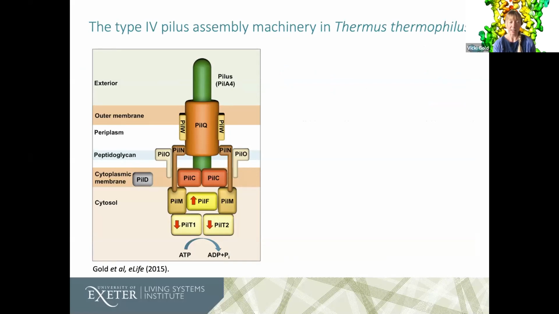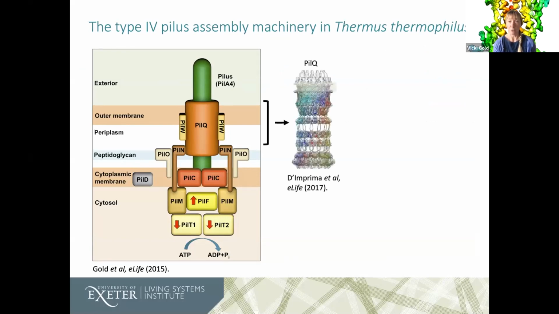So we're interested in the machinery that assembles type 4 pili and how this works. And this is a schematic of the machinery in Thermus, which is our model system. So structures are known for some parts of this machinery, and I'll go through some of them, but I haven't covered everything. So firstly, we have PIL-Q, and this is a secretin protein. It forms a channel in the outer membrane through which the type 4 pilus can pass. And the platform at the inner membrane is comprised of PIL-C, PIL-M, PIL-N, and PIL-O, and these are required for assembly of the filament.